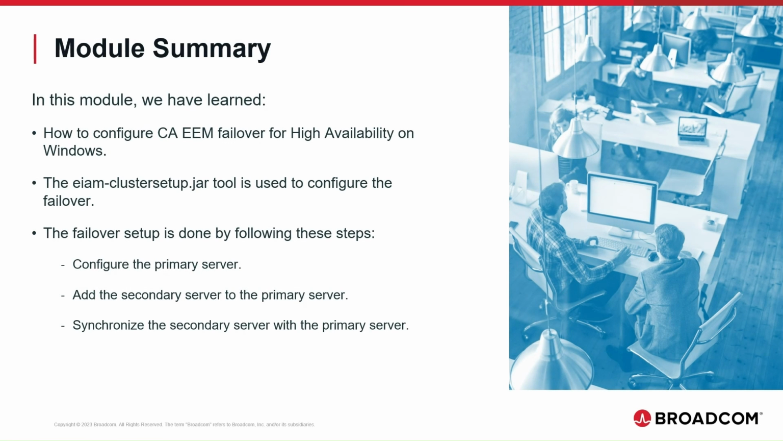In this module, we have learned how to configure CA EEM failover for high availability on Windows. The EEM cluster setup tool is used to configure the failover. The failover setup is done by following these steps. Configure the primary server. Add the secondary server to the primary server. And synchronize the secondary server with the primary server.